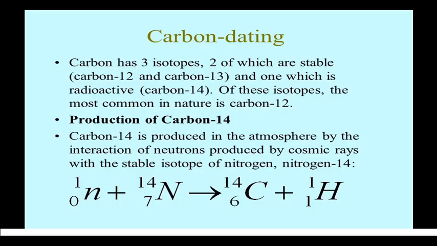Carbon has three isotopes, that is carbon 12, carbon 13 and carbon 14. Among these three isotopes, two are stable, that are carbon 12 and carbon 13, and carbon 14 is radioactive. And of these three isotopes, the most common isotope in nature is carbon 12.